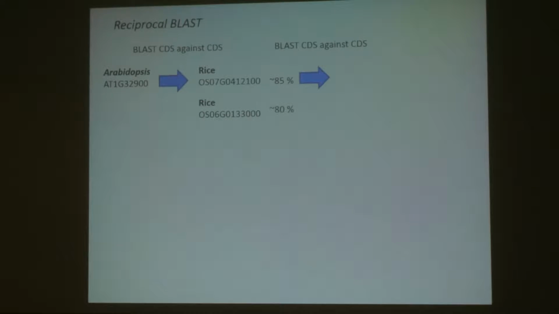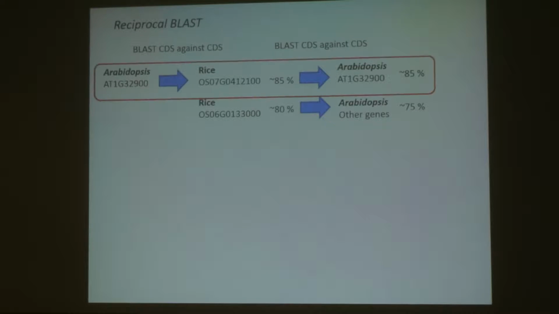So I then did a reciprocal blast, so blasted the coding sequence of rice back against the Arabidopsis coding sequence. And for the first gene, my best hit was the original Arabidopsis gene, with a sequence similarity of about 85%. But when I blasted the second rice gene against Arabidopsis, my best hits were all other genes, so not the gene I originally searched with, and the sequence similarity was lower, only about 75%. And this suggests that actually the first rice gene is the true ortholog, because we can do a reciprocal blast and get back the same original gene that we searched with.